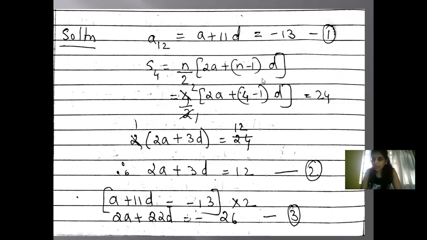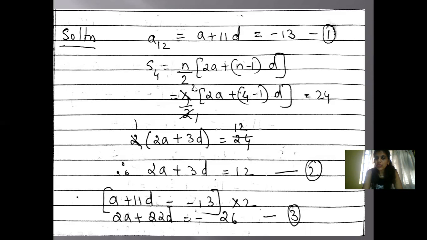But if you take L, you cannot do the elimination method. So it's best to use this particular formula. And when you substitute, n you know is 4. So 4 upon 2 bracket 2a plus 4 minus 1d is equal to 24.